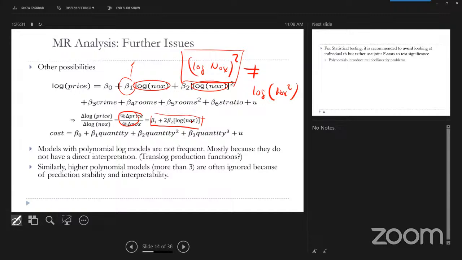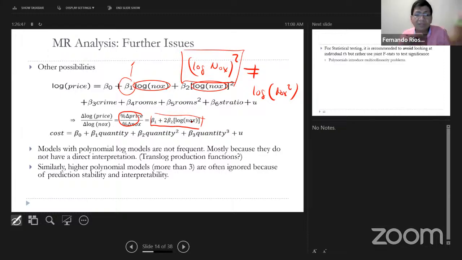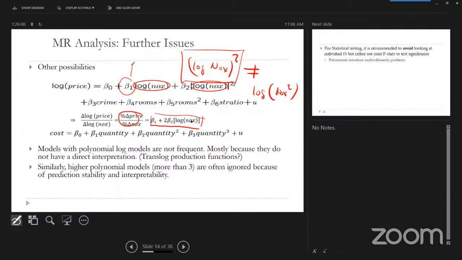So, Professor, for predicting the next year's effect of pollution, should we include the log and also the square, or should we just include the square for pollution? Could you repeat the question, please? I mean, for predicting the next year's effect of pollution, do we have to include this square for both log and NOx, or only for pollution?